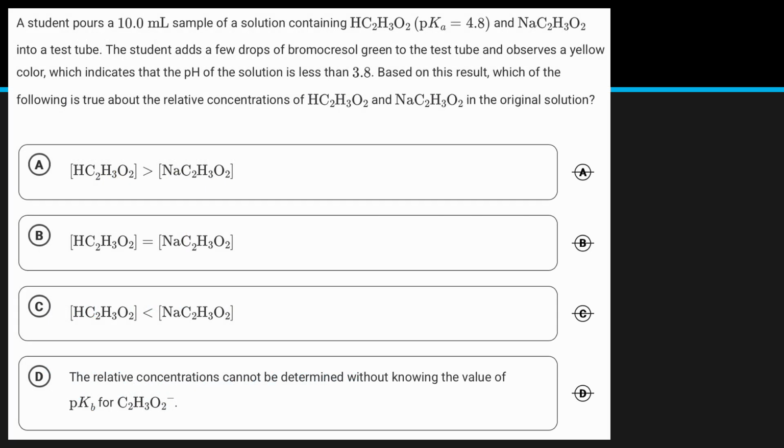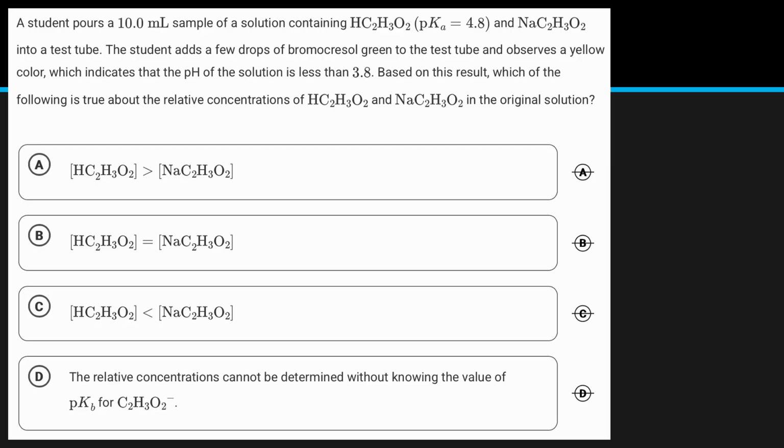A student pours a 10 milliliter sample of a solution containing acetic acid and sodium acetate into a test tube. The student adds a few drops of bromocresol green to the test tube and observes a yellow color, which indicates that the pH of the solution is less than 3.8. Based on this result, which of the following is true about the relative concentrations of acetic acid and sodium acetate in the original solution?